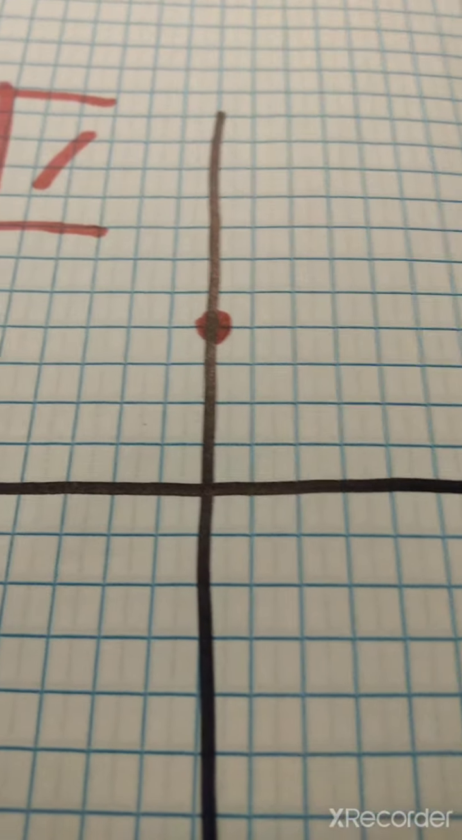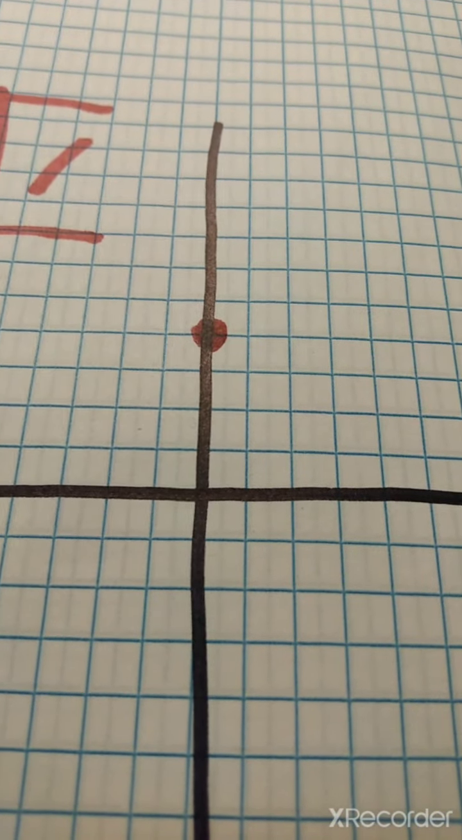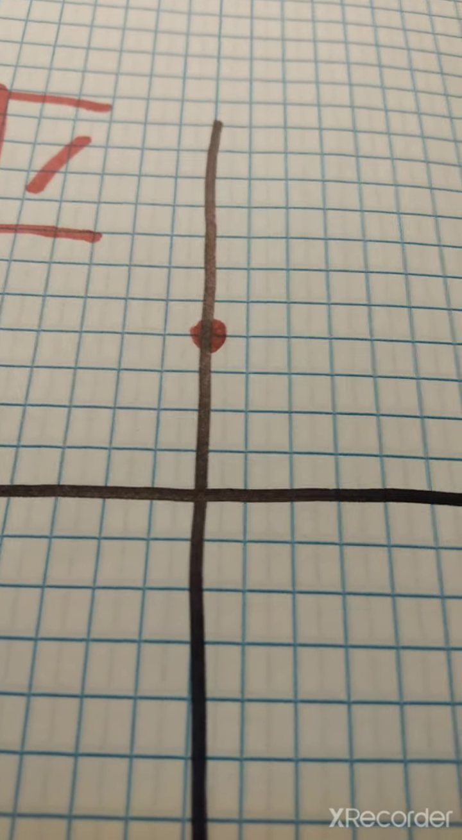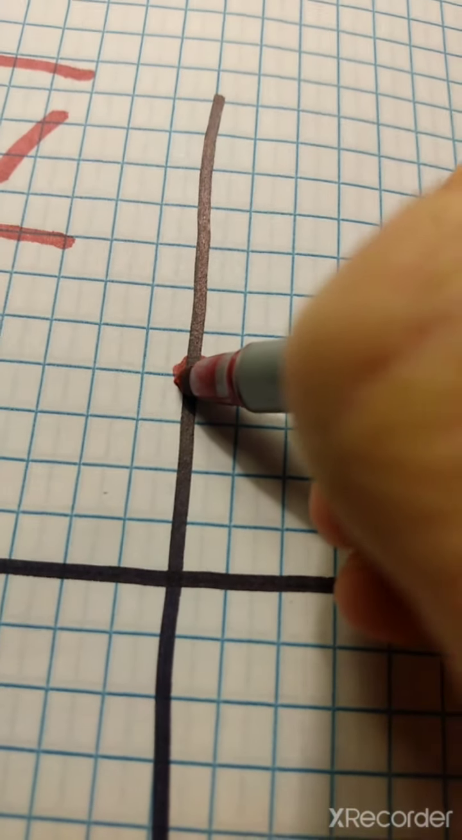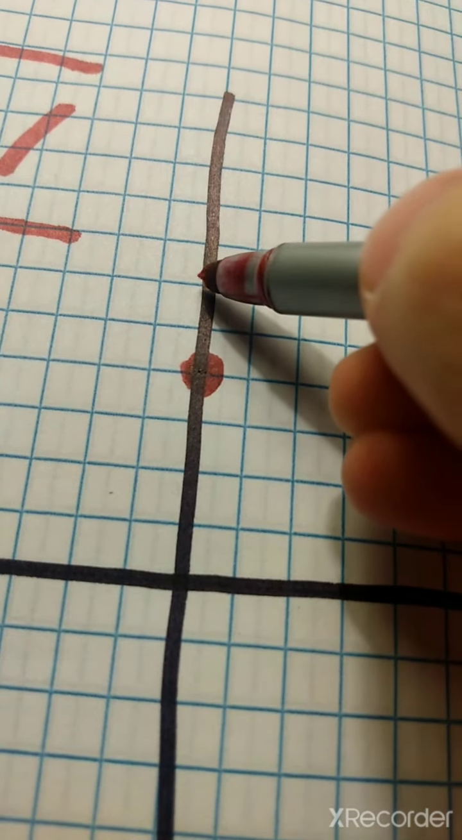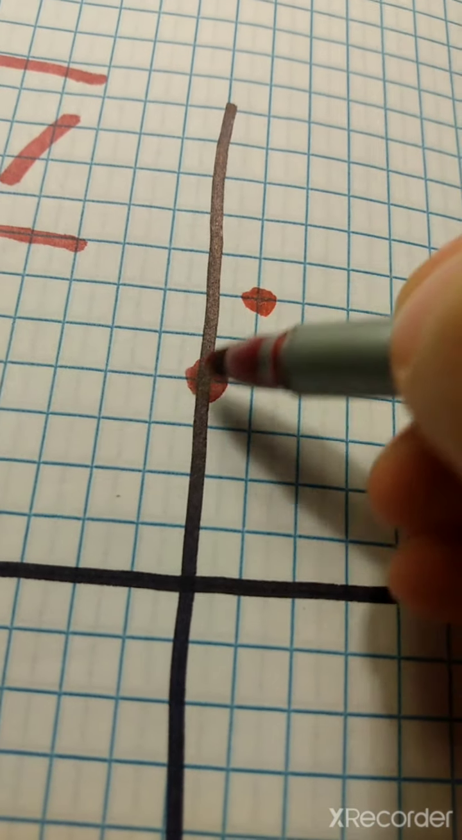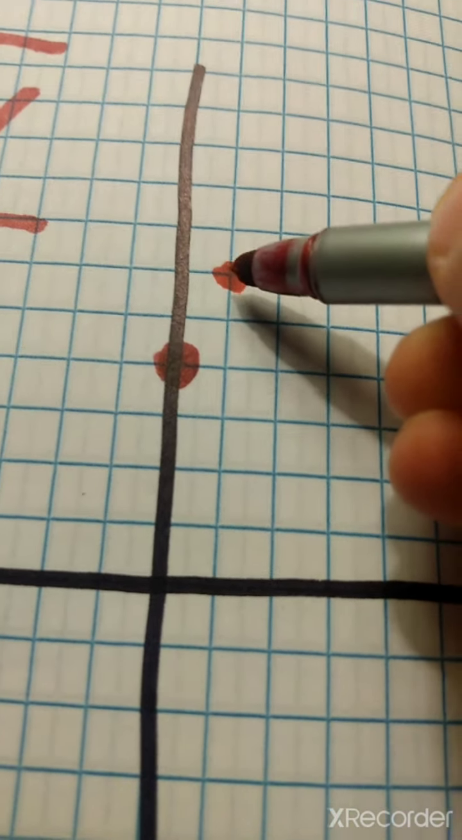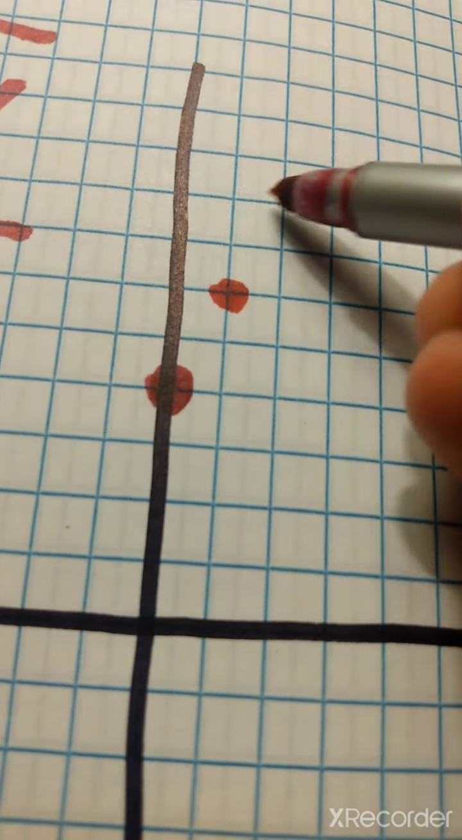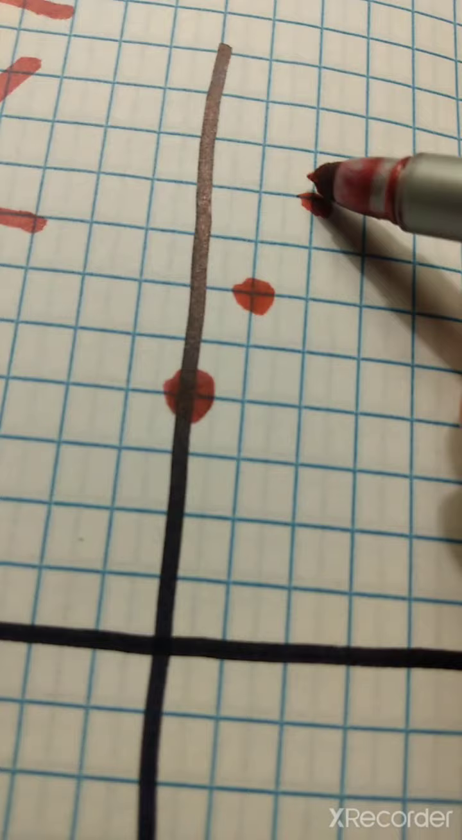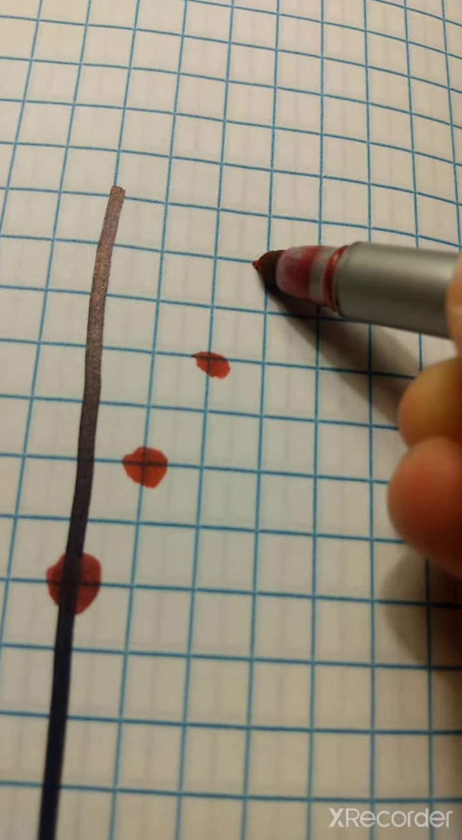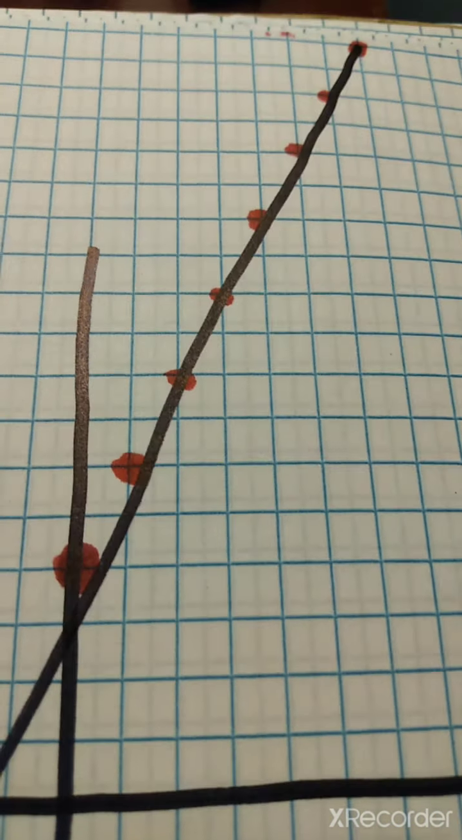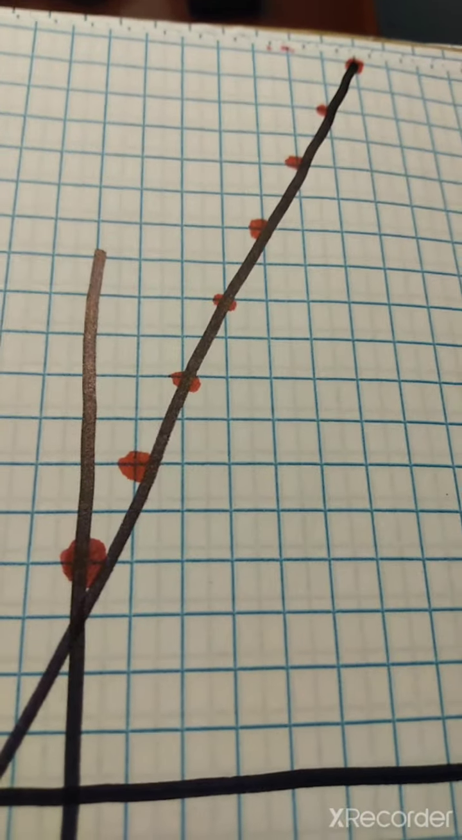The only thing we have on our graph is the starting point. So if we rise up 2, 1, 2, and go right 1. Then we do it again. Rise up 2, go right 1, and so on. It'll keep going on and on.